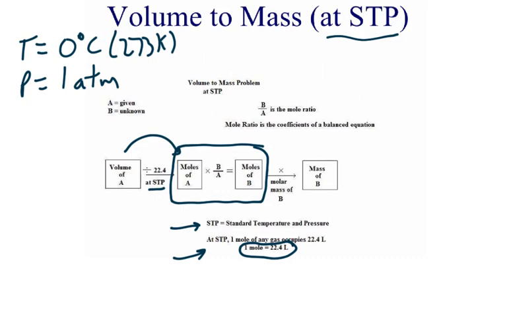Now, when we do a problem, I'll set it up so you can see that when you go from volume to moles at STP, by using the conversion factor, you divide by 22.4, and that gets you to moles. And then the rest is similar to a mass-to-mass problem. You multiply by the mole ratio, that gets you to moles of B, or the unknown. And then to go from moles to grams, you multiply by the molar mass of the unknown, or B.